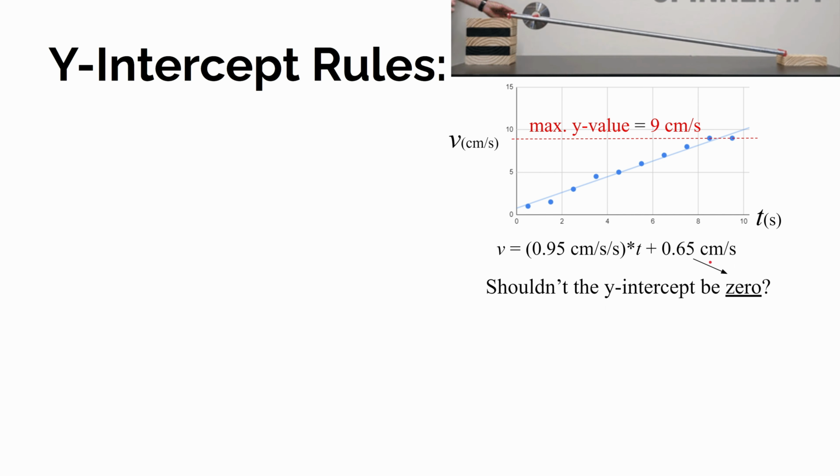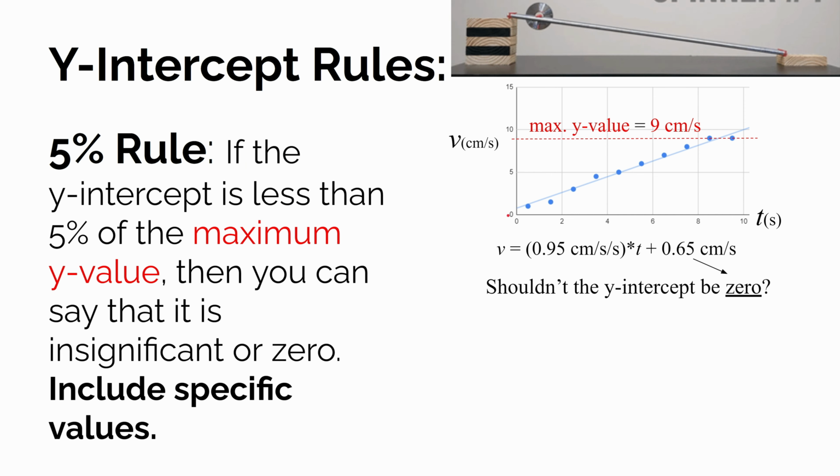When we look at the y-intercept, 0.65 centimeters per second, that's quite small compared to our biggest y value. So we say, is it close enough to 0? Well, the way that we're going to judge that is we're going to use something called the 5% rule, and it just states that if the y-intercept is less than 5% of the maximum y value, which in this case was 9 centimeters per second, then we can say that statistically it's pretty insignificant compared to our whole data set in terms of y values. If it's less than 5%, we're going to say it's small enough to basically be 0.